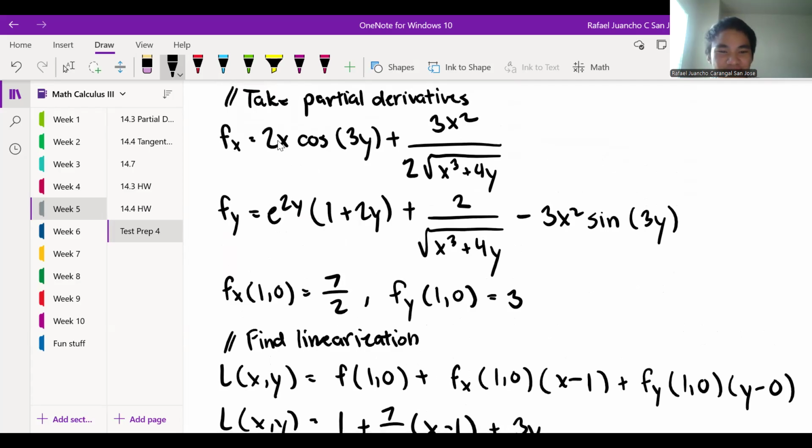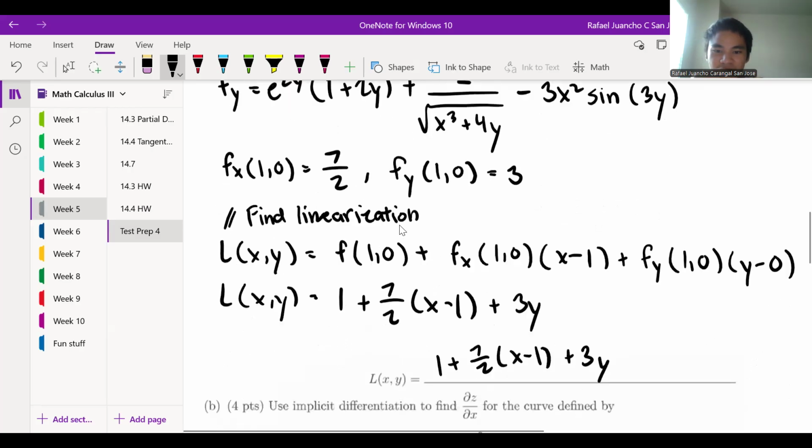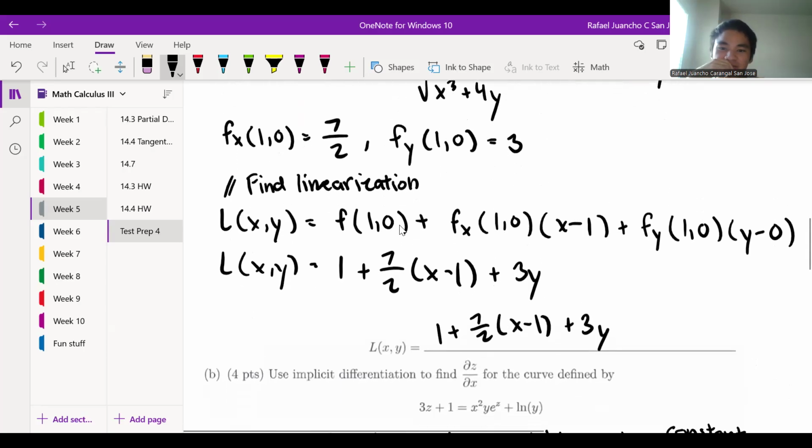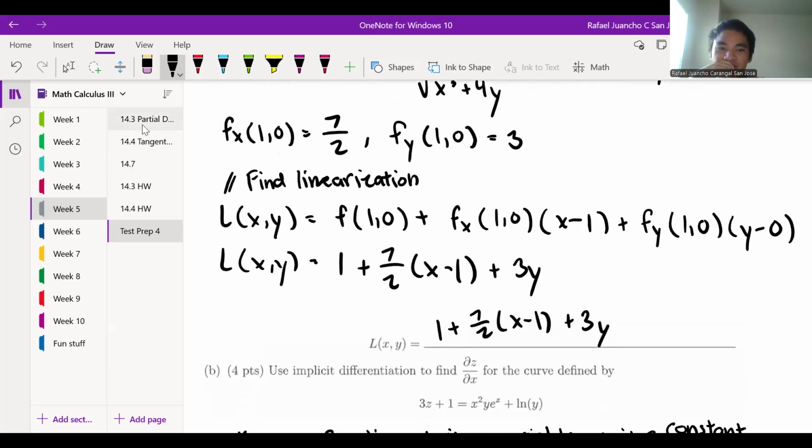I plug in. So 1, 0. Cosine 0 is 1. Yeah, this is 2. 0. Yeah, I know I got that. This one I know I probably got. Yeah, I think this should be it. And if I check my linearization, what do I have? Okay, done.